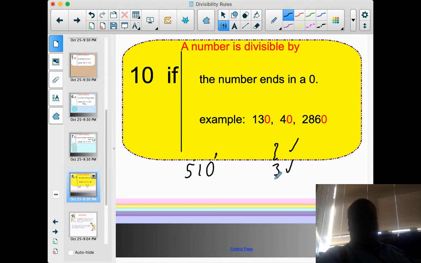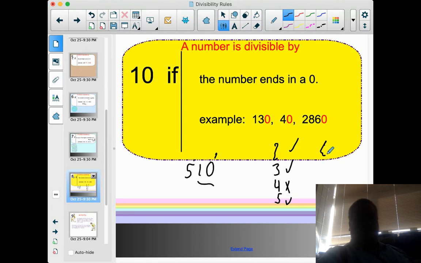Is it divisible by 4? Okay, that's where I look at the last two digits. The last two digits make a 10. Does 4 go evenly into 10? No, it doesn't. If you count by 4s, you'd have 4, 8, then 12. 4 does not go evenly into 10. So that's a no. If I look at 5, I want to see if it ends with a 0 or 5. It does. So that number is divisible by 5.